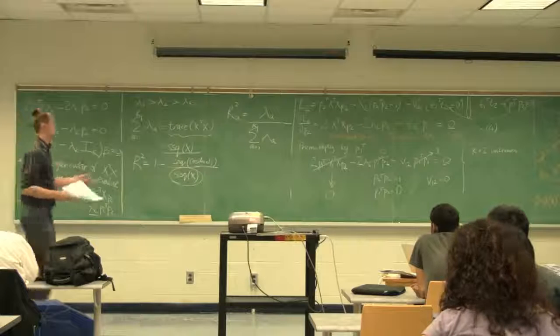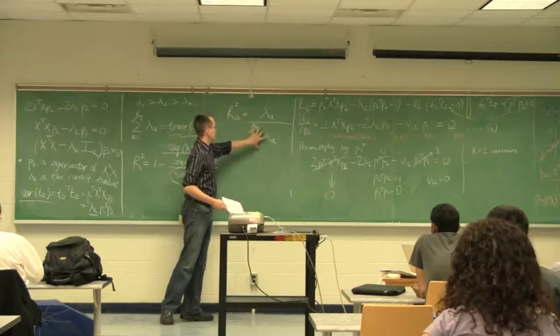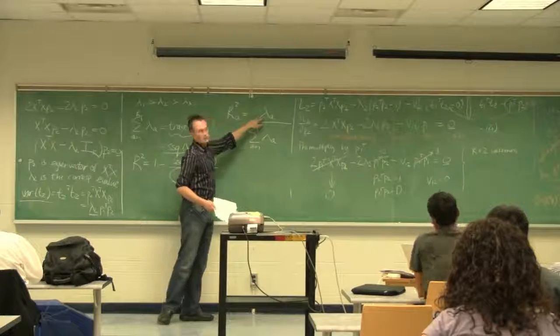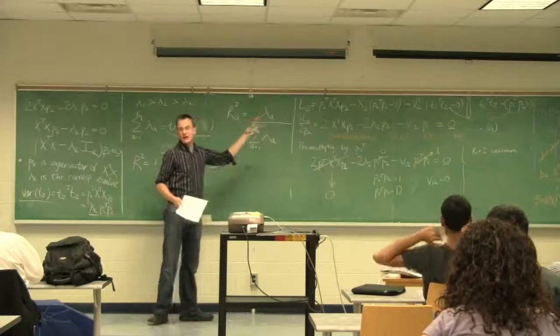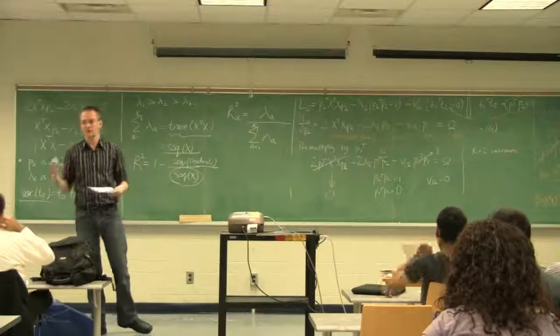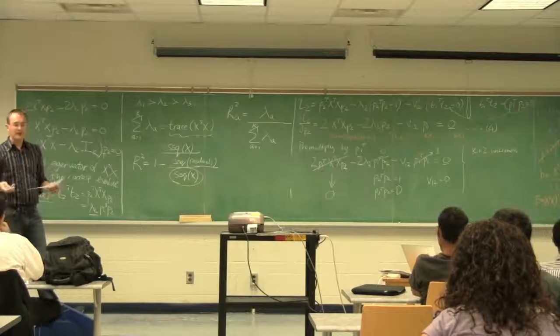R squared for the first component: you just put the lambda for the first component there, divided by that denominator. That denominator always stays the same. These eigenvalues will decrease. And that's another way to show that R squared for every component will become smaller and smaller and smaller. Okay? Good time for a break, I think.